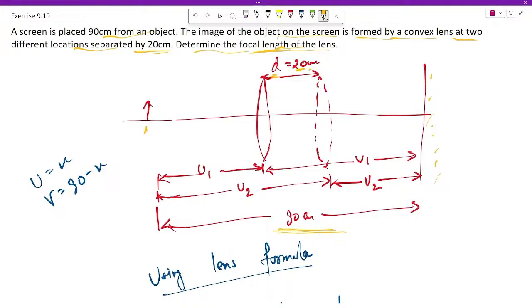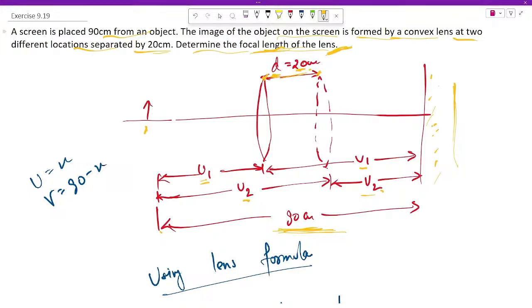So let us represent by d the difference between the positions of the lens which can form the image on the screen. Let us assume that for the first position, the distance of the object from the lens is u1, and the distance of the object from the lens in the second position is u2, and subsequently the image distances would be v1 and v2. Now since the distance between the object and the screen is fixed, that is 90 centimeter, u1 plus v1 or u2 plus v2 equals 90. Now using these relations we have to find out the value of the focal length of the lens.